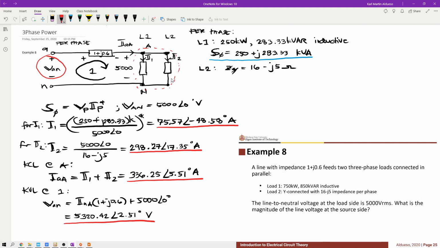Since we have the phase voltage, we can now get the line voltage. The magnitude of the line voltage is equivalent to square root of 3 times the magnitude of the phase voltage, which is square root of 3 times this magnitude right here, which is equivalent to 9,118.4 volts. Now we have our final answer.